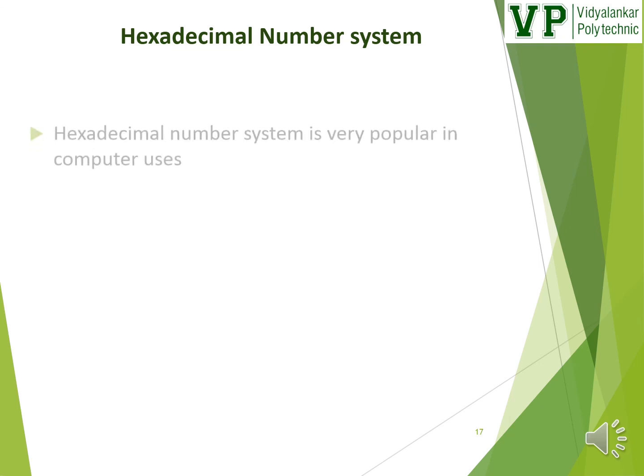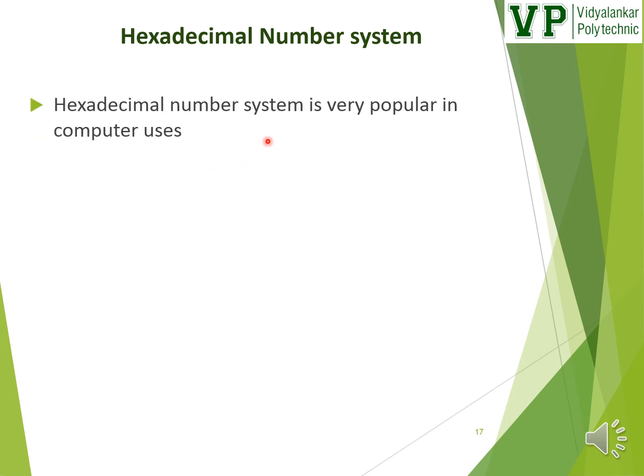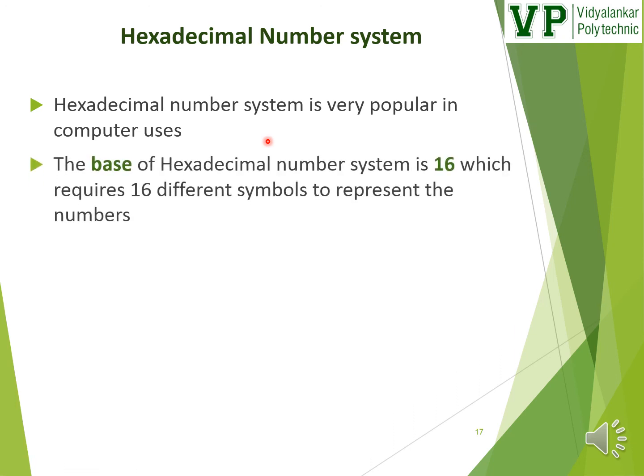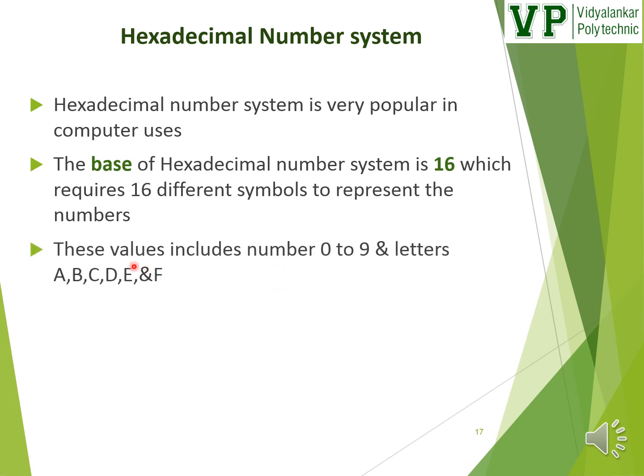Hexadecimal number system. It consists of a total of 16 numbers. It is very popular in computer use, and hexadecimal number plays a very important role in binary system. It has 16 different symbols. This number is very unique because it consists of numbers as well as letters, which includes numbers from 0 to 9 and letters from A to F.